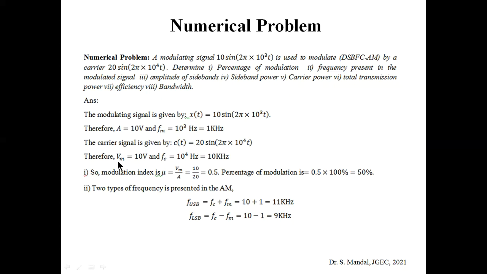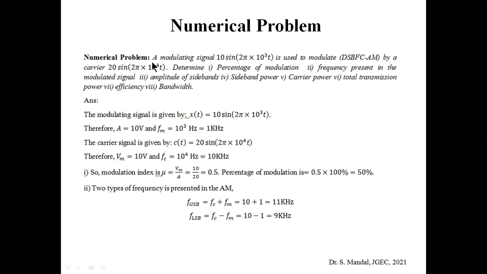So the amplitude of the carrier is 20 volt, and the frequency of the carrier is 10 to the power 4 hertz. Observe that the carrier frequency is greater than the modulating signal frequency. Fine. So the modulation index is Vm by A. Vm is 10 and A is 20, so the modulation index value is 0.5, or the percentage of modulation is 50%.